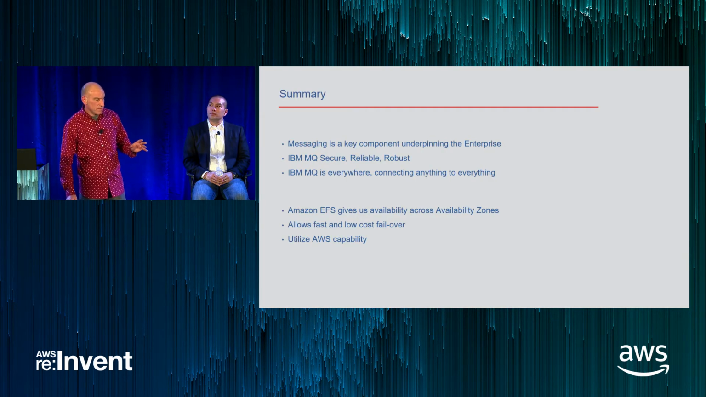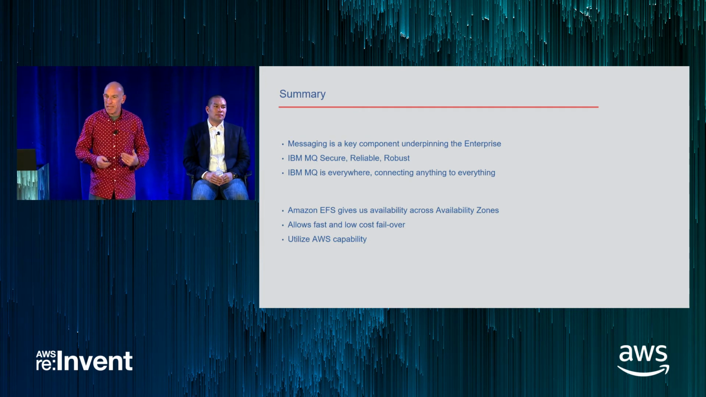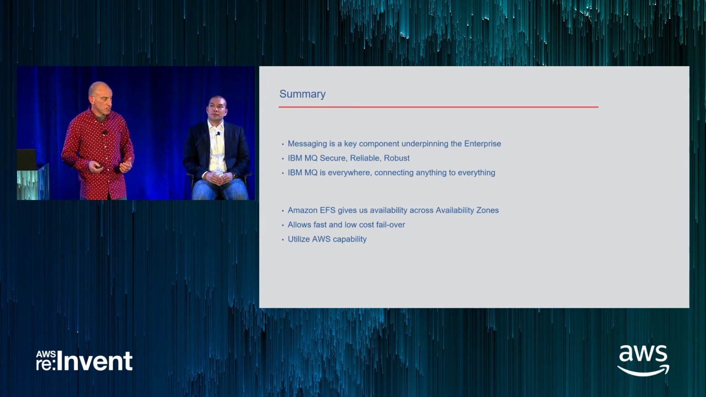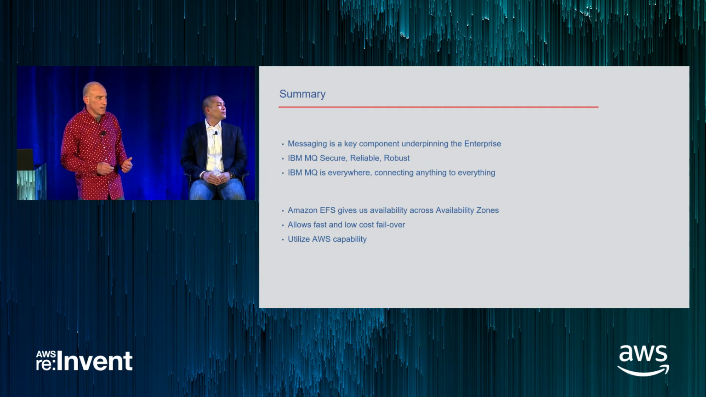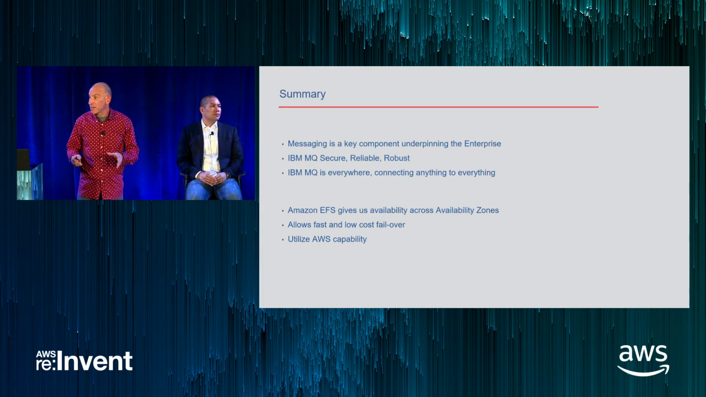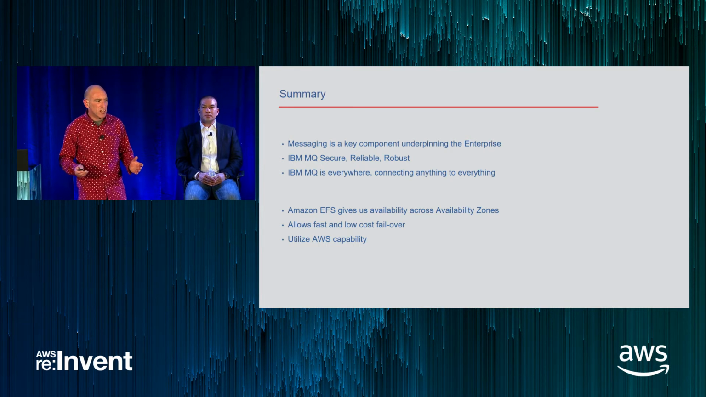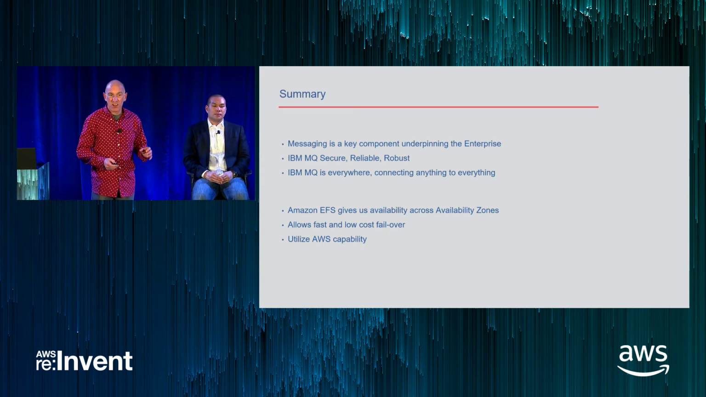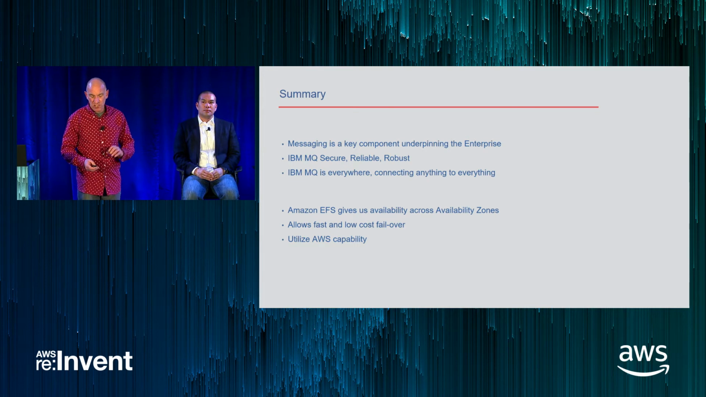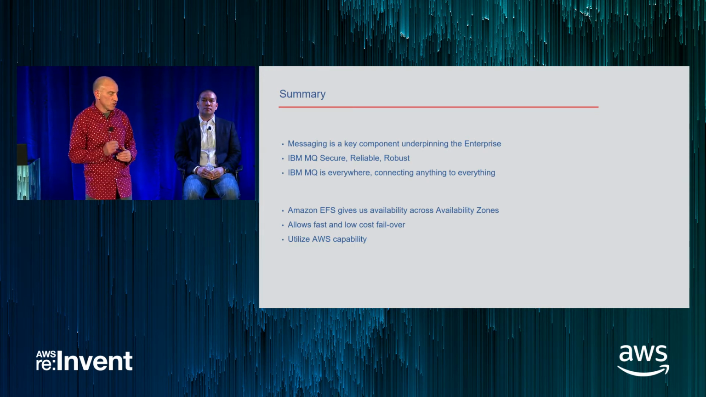So in summary, MQ is a key component of every major enterprise. You need to be connecting your applications. You need to be underpinning that enterprise with something reliable and secure. MQ provides that. It's secure, reliable, and robust, and it's everywhere. We are platform agnostic. We will work wherever our customers need it. EFS gives us that availability across availability zones, so it gives us those number of 9s that we're searching for, and it allows us a fast and low-cost failover and utilizing AWS services, which is a real attraction, and there's nothing we then need to own on top of that.